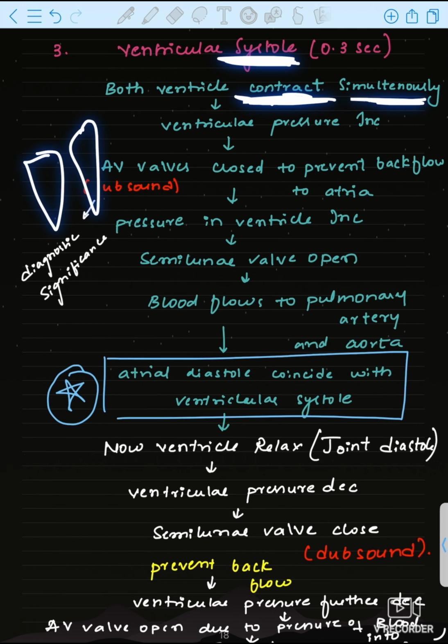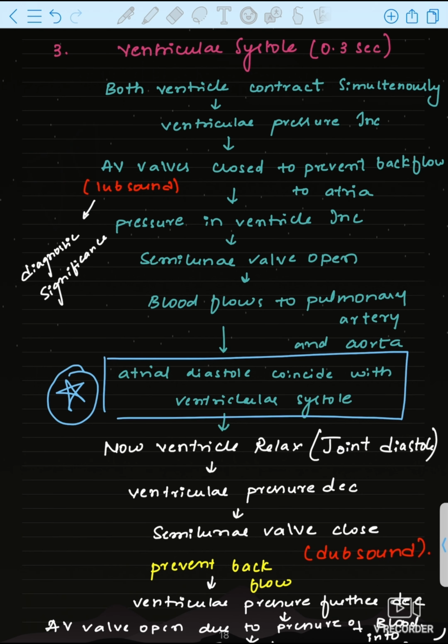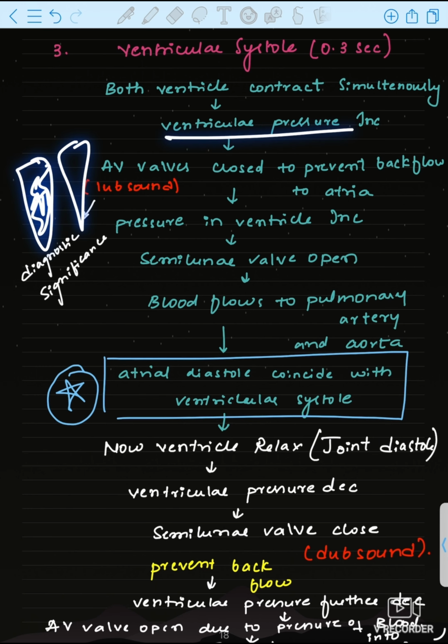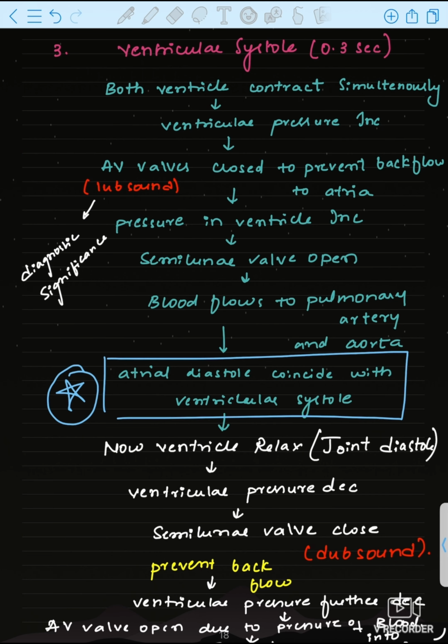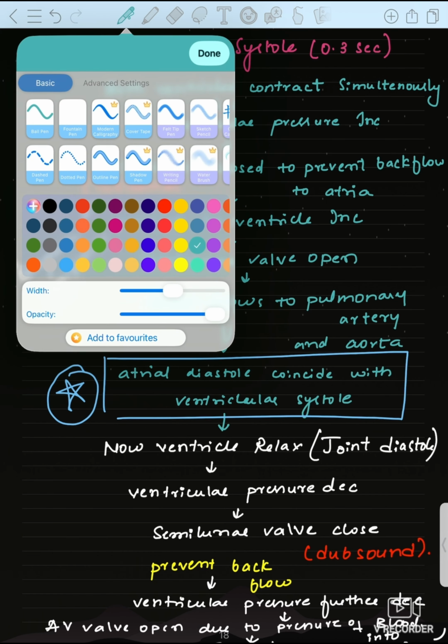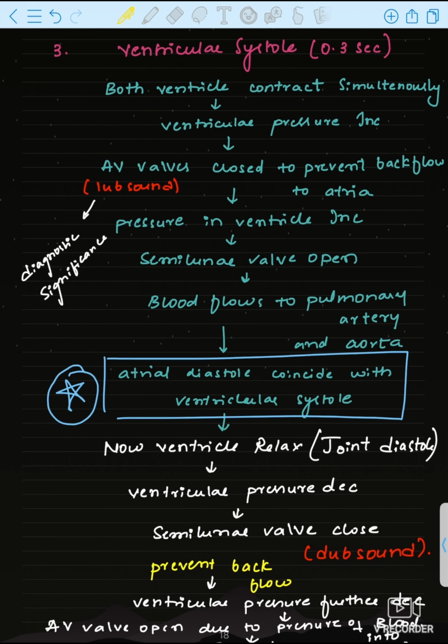When they contract, the volume will decrease because contraction occurs, and pressure will increase. Ventricular pressure will increase. Now ventricles are contracting, so pressure will increase.